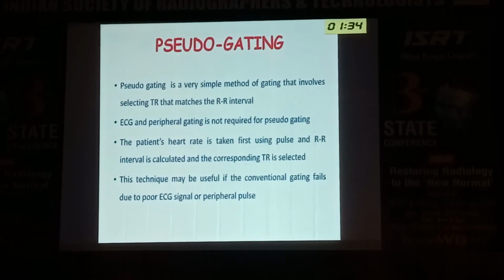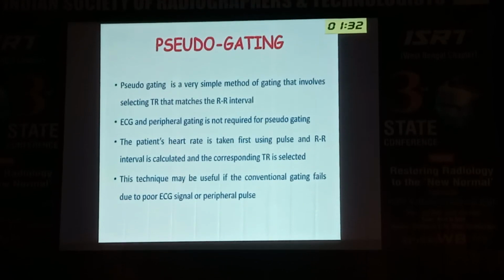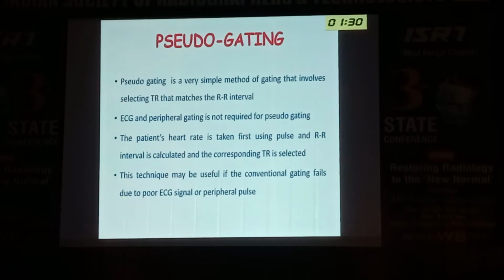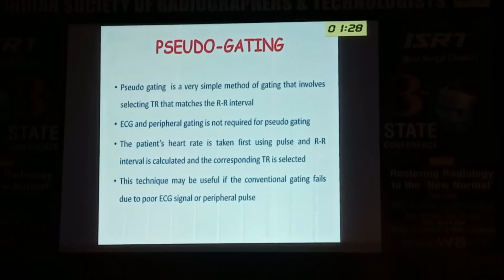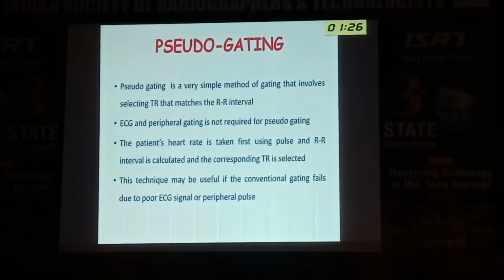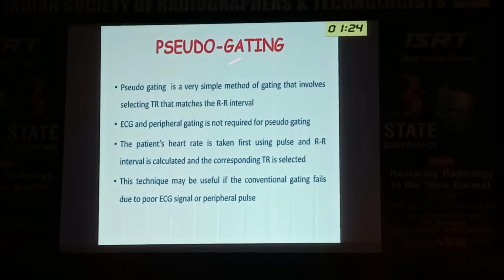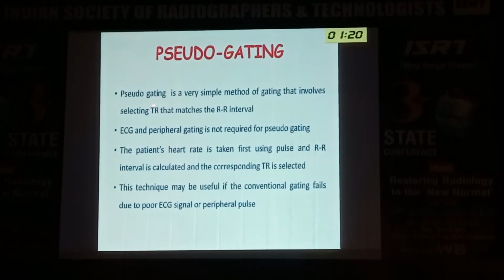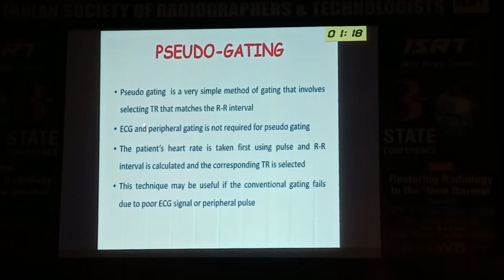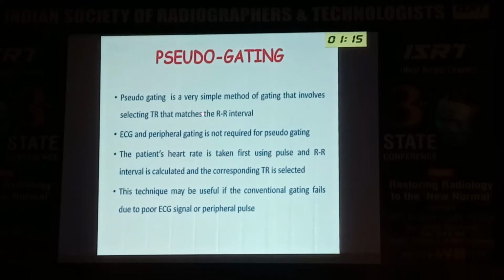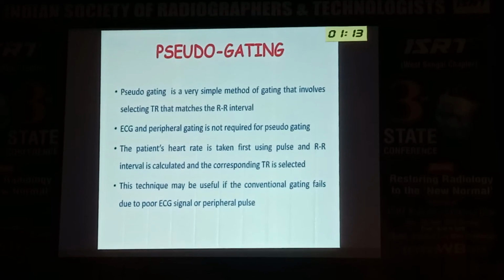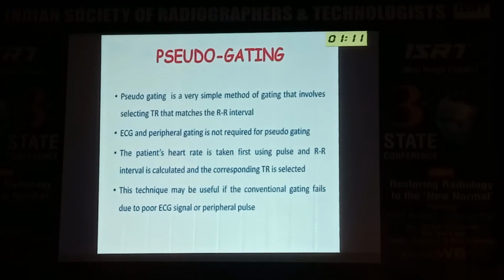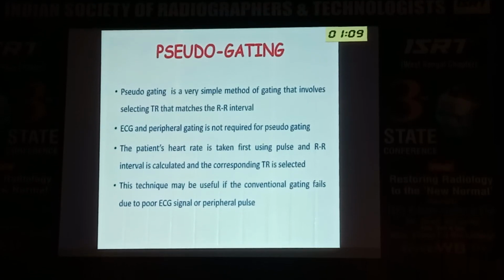I can measure it and I will apply roughly in the rest phase X-ray beam. Then it is called as pseudo gating. Roughly, I am going to apply that. Pseudo gating is a very simple method that involves selecting the TR. That is, in MRI we use TR as a parameter which matches the RR interval. It is something like a crude method. That is called as pseudo gating.